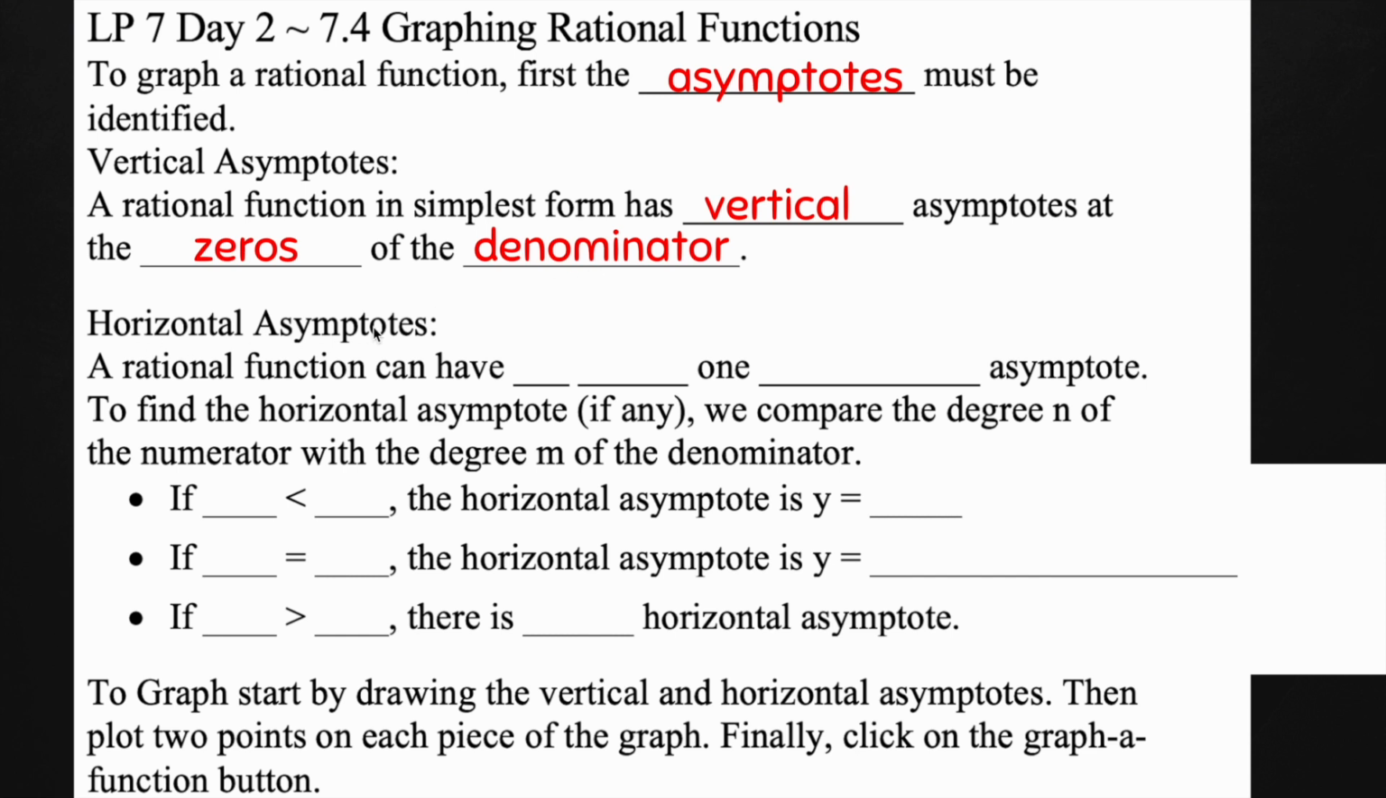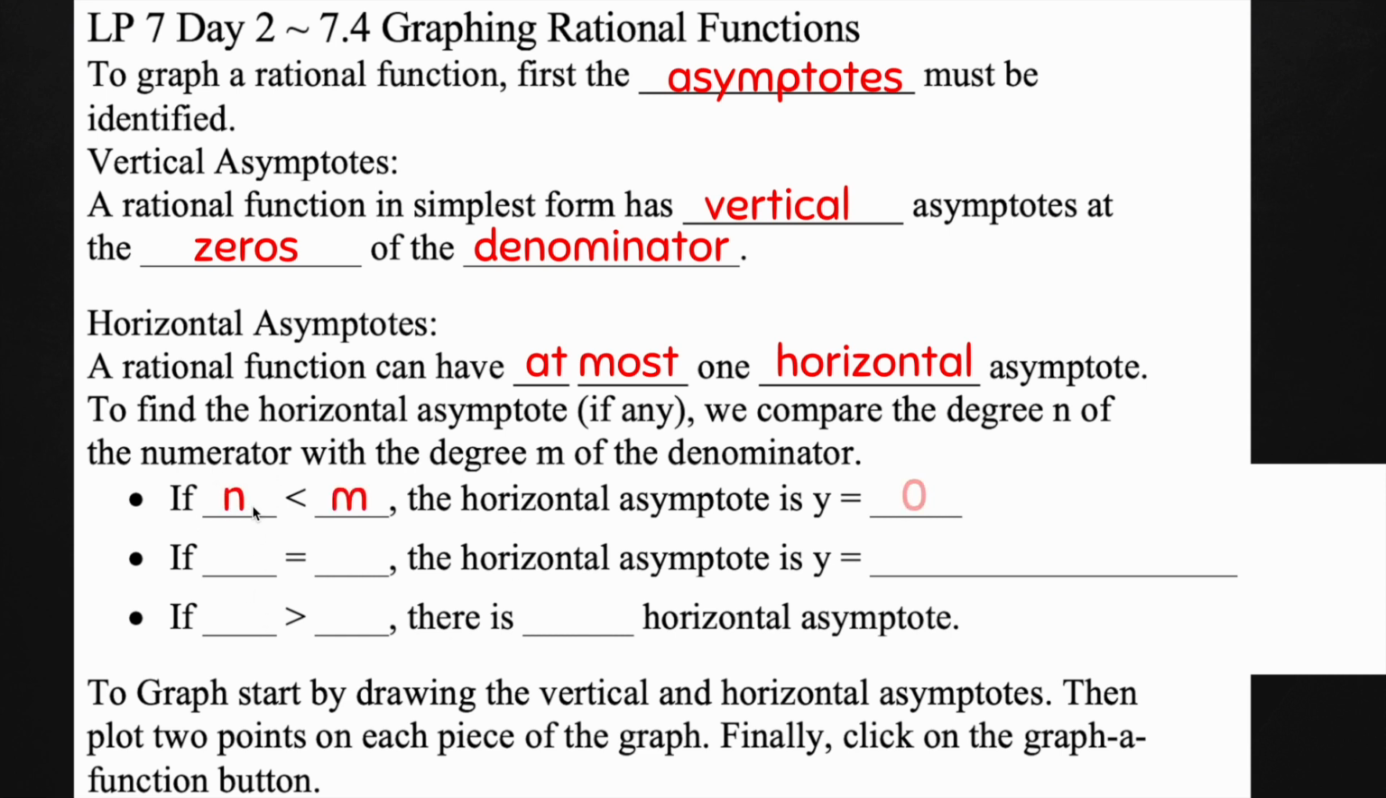A horizontal asymptote is a little different. A rational function has at most one horizontal asymptote. To find the horizontal asymptote, if any, we compare the degree n of the numerator with the degree m of the denominator. Remember, the degree is the highest exponent in either the numerator or the denominator, so we look at them separately. We use n as the numerator and m as the denominator when we're comparing.